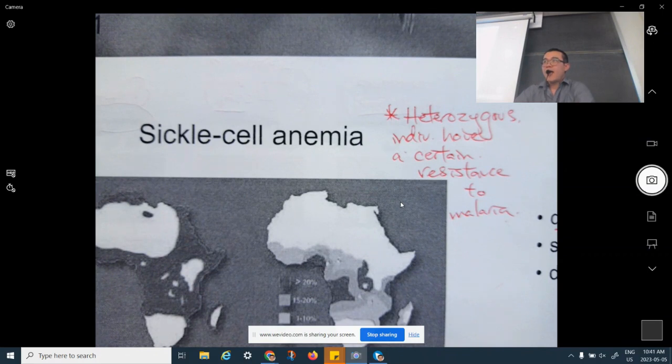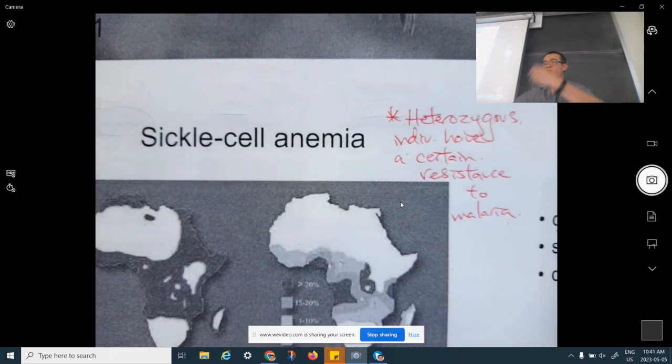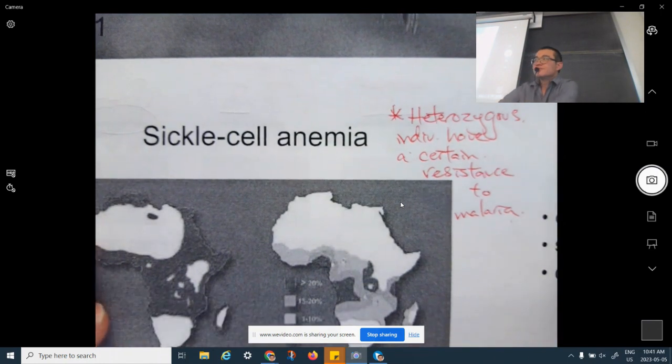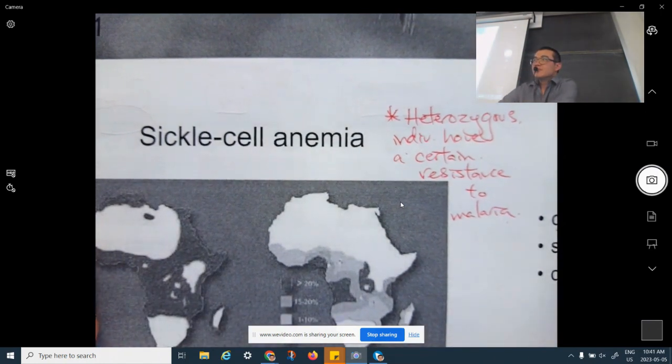However, if you take that person out of the context, put them in a place where there's not really any malaria going on, that becomes an unfavorable mutation. So whether it's favorable or unfavorable really depends on where you're talking about and the context.